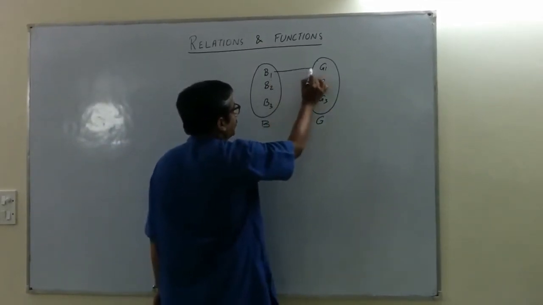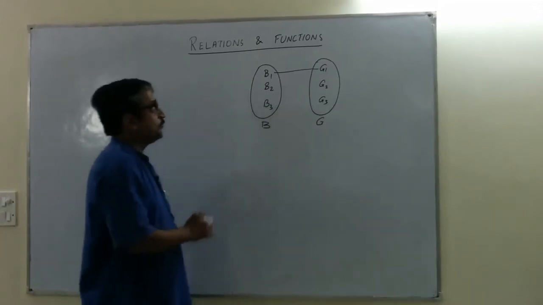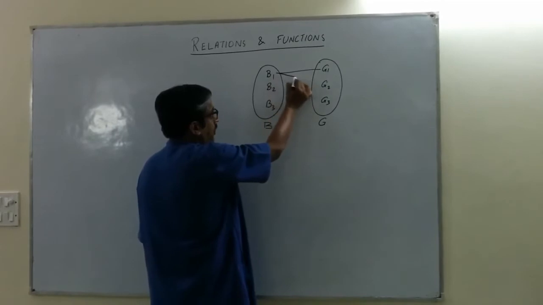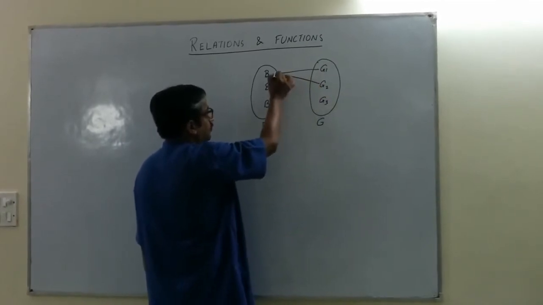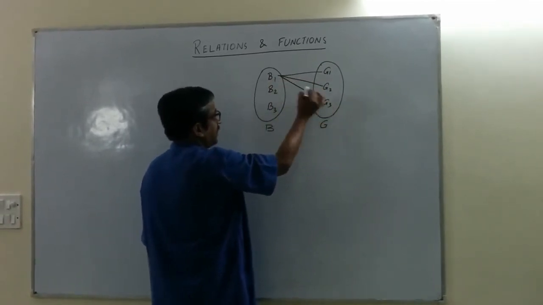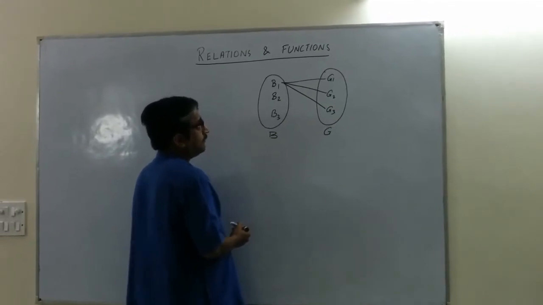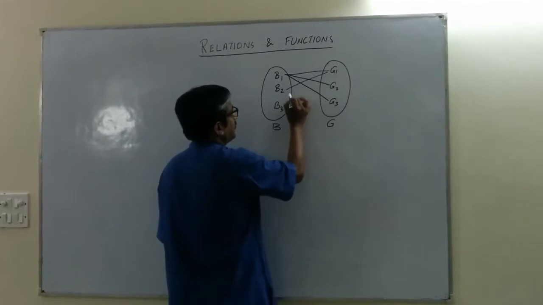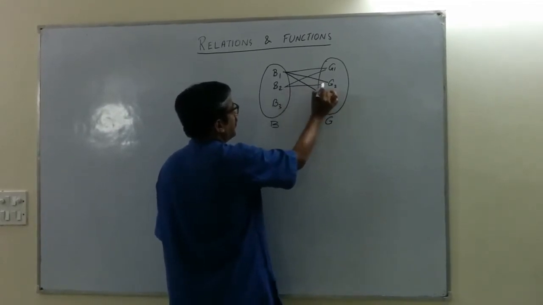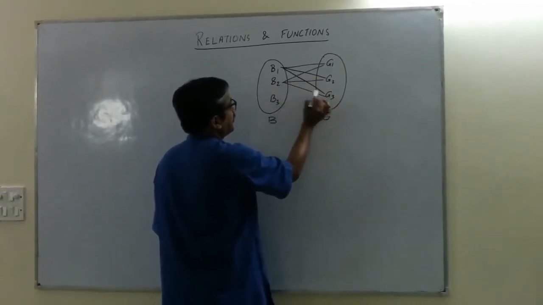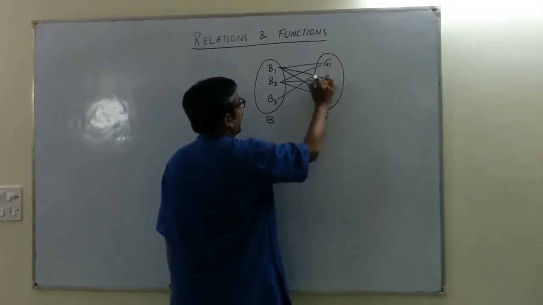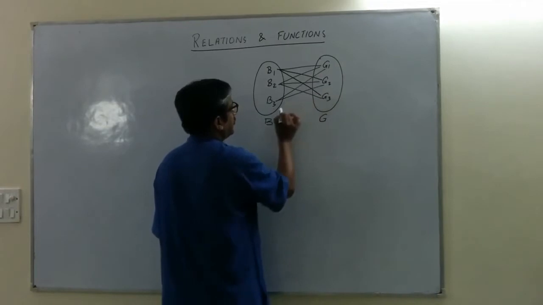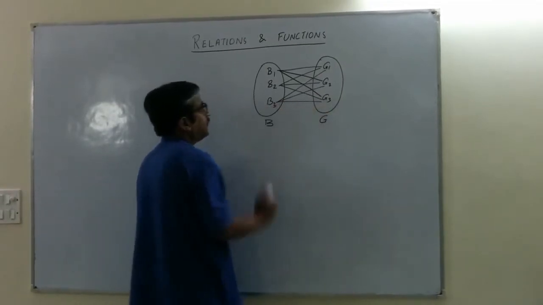Boy 1 can have a relation with girl 1. Boy 1 can have a relation with girl 2. Boy 1 can have a relation with girl 3. Similarly, boy 2 can have a relation with girl 1. Boy 2 can have one with girl 2. Boy 2 can have one with girl 3. Boy 3 can have one with girl 1. Boy 3 can have one with girl 2. And boy 3 can have one with girl 3.